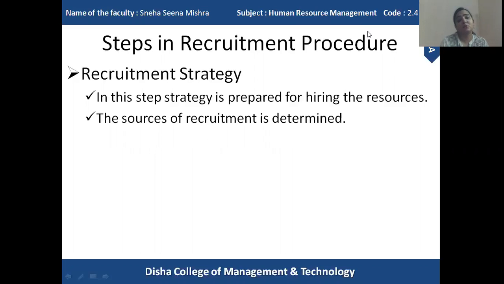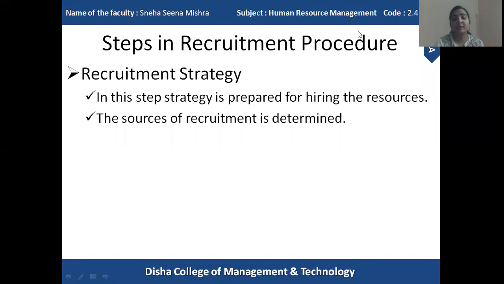Okay. So according to the type of job, the source of recruitment is decided. After deciding the source of recruitment, they find out, since there are various types of sources, which specific source will be suitable for a specific kind of job. So that is determined under this step.